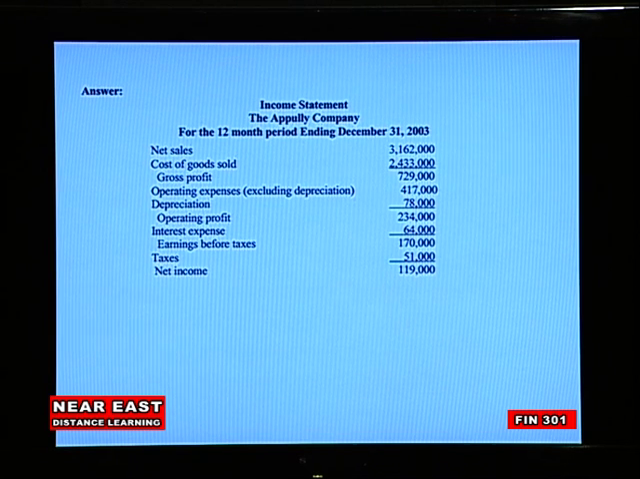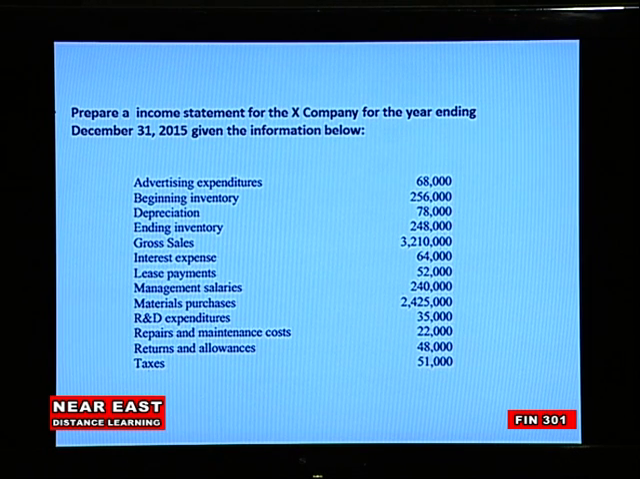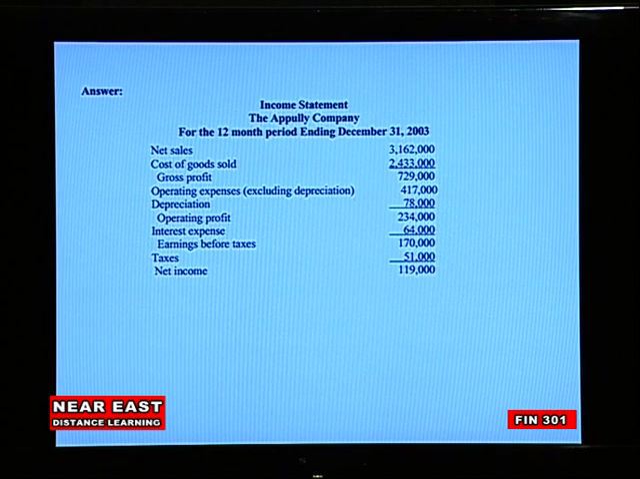How can we calculate the cost of goods sold? Cost of goods sold includes beginning inventory, $256, plus materials purchase, $2,425, minus ending inventory, $248. The result will be the cost of goods sold. After that, we subtract the cost of goods sold from net sales. The result will be gross profit.